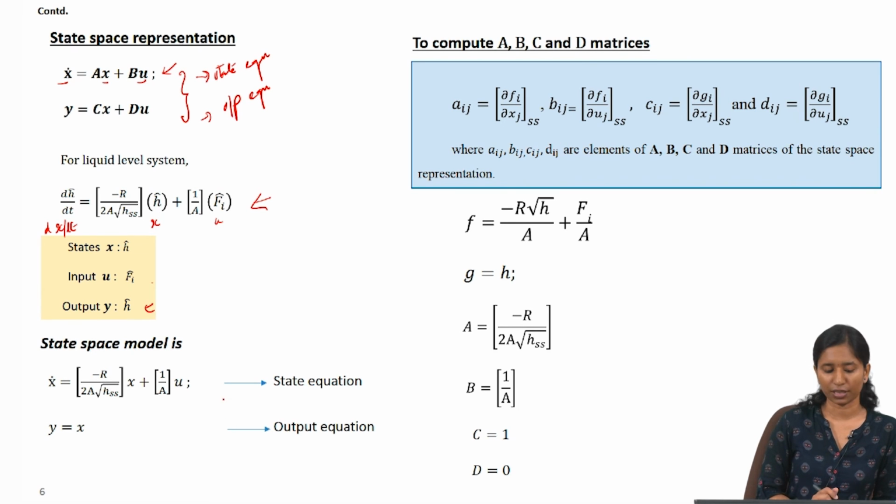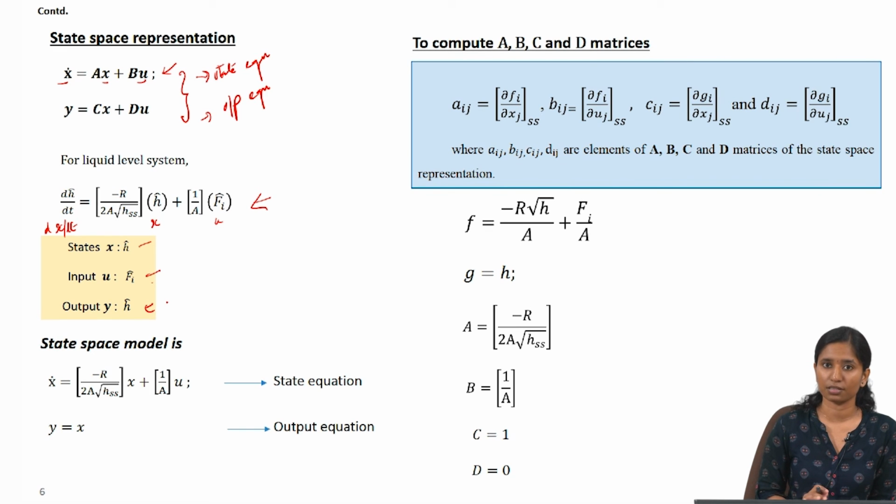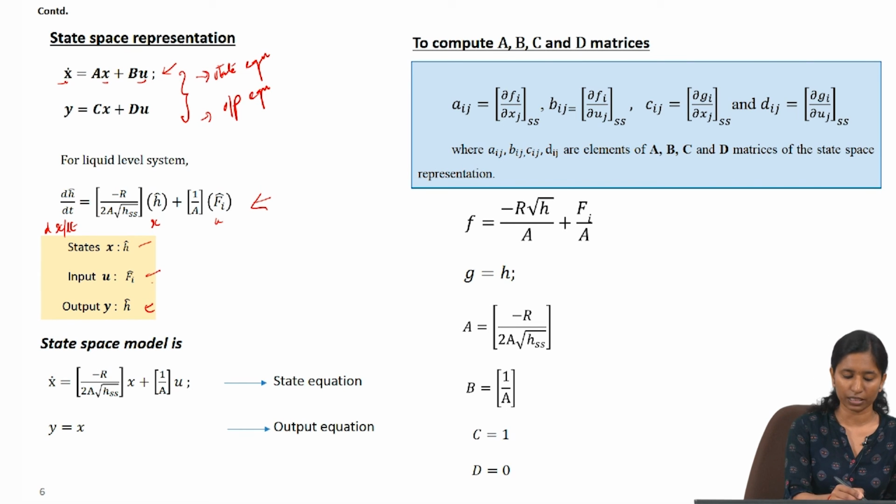But this is not the usual case. In this case, there is only one state variable, one input variable and one output variable, but in usual systems there may be hundreds of state variables, many input variables and so on. So, these are vectors, and A, B, C, D are basically matrices.